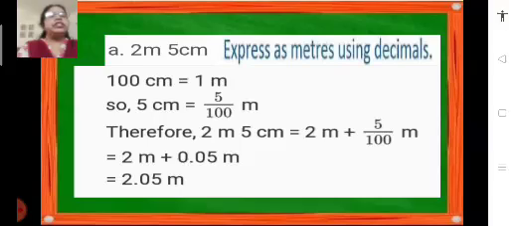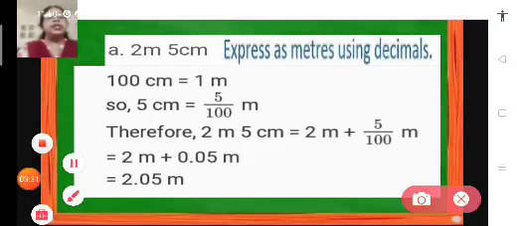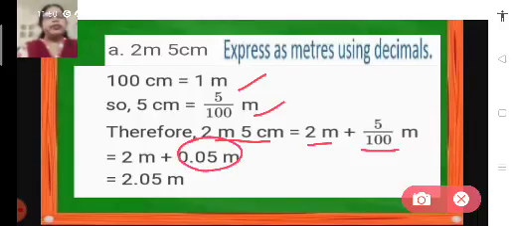Next, we have to convert the centimeters into meters, and we have to express as meters using decimals. So 2 meters, 5 centimeters. We know 100 centimeters make 1 meter. So 5 centimeters will be equal to 5 upon 100 meters. Isn't it, children? We have learnt all these things. So 2 meter 5 centimeters will be equal to 2 meters plus 5 upon 100 meters. 5 upon 100 meters we can write as 0.05 meters as decimals, isn't it? Now 2 meter plus 0.05 meters becomes 2.05 meters.